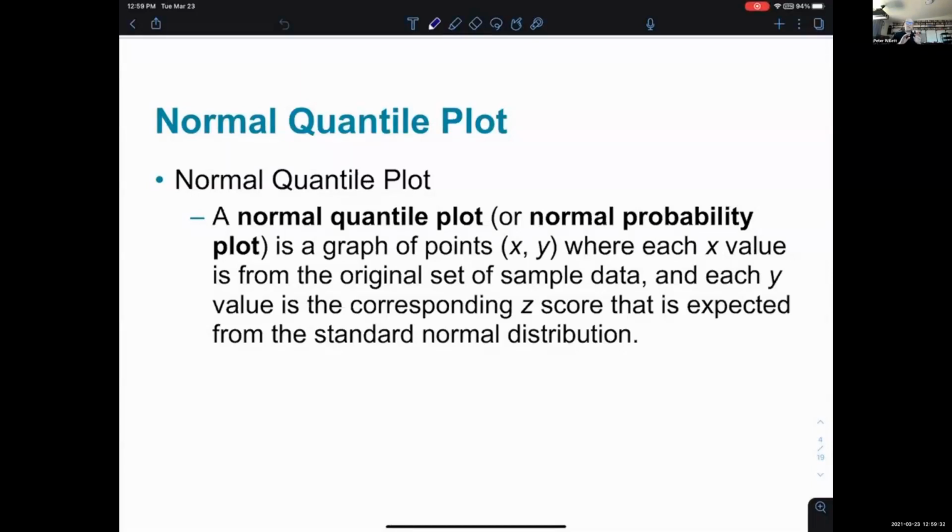And the idea is, on that graph, if you had a standard normal distribution, the graph would be very well organized, because z-scores do organize well if you have a normal distribution. But if the original data set is not normally distributed, then you will see that on the graph, as we will see in some examples.